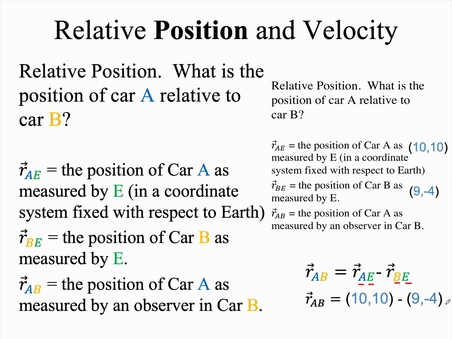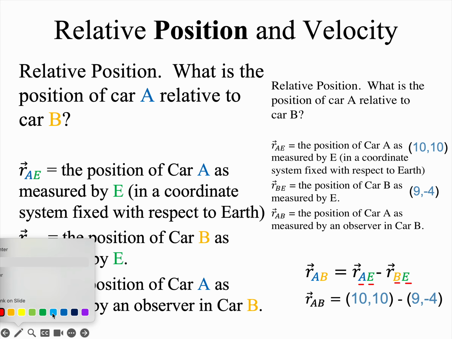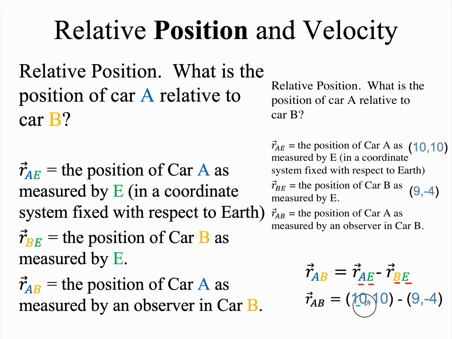You're like, wait, how do we subtract coordinates? Well, what we're going to do is subtract like terms. We're going to subtract x and x, and then y and y. And if you do that, something interesting happens. You'll discover the position of car A as measured by an observer in B is that the passenger we had would say A is 1 further over to the right and 14 up.